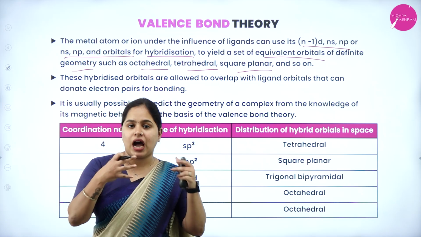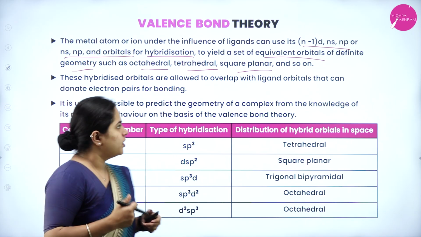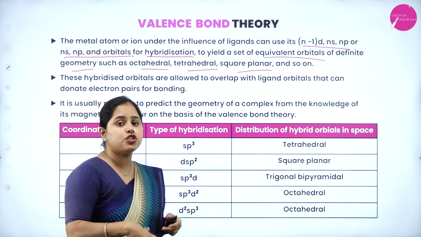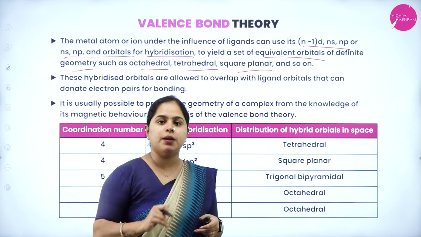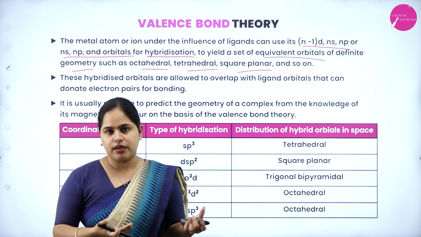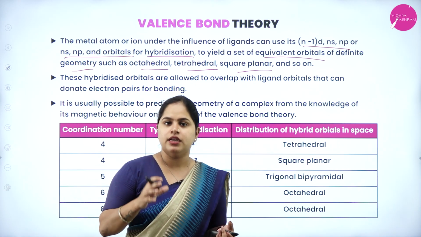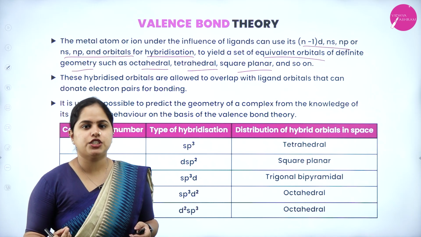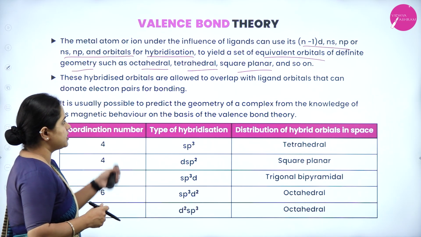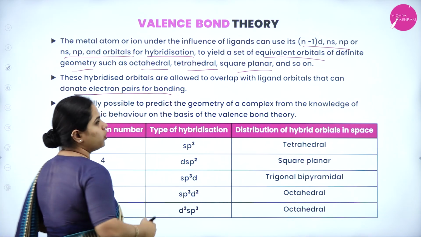Now these hybrid orbitals will form bonds with the ligands, and the ligands will be the ones donating the electrons. Based on the hybridization, we can predict the geometry of the coordination compound. In class 11 also we have studied that if we know the hybridization, we can predict the geometry. In the same way, we can predict the geometry of the coordination compound. These hybridized orbitals are allowed to overlap with the ligand orbitals that can donate electron pairs for bonding.